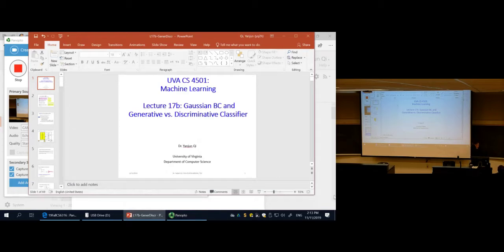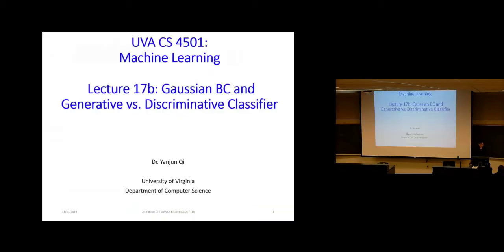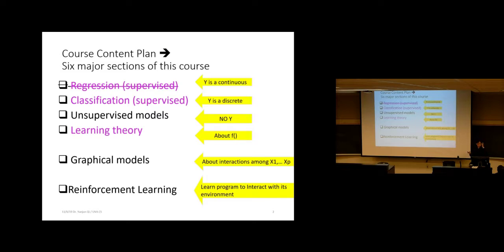Gaussian based classifier and a little bit of theorem about generative versus discriminative classifier. Today, we're still in the classification to continue the naive Bayes classifier we finished last time.